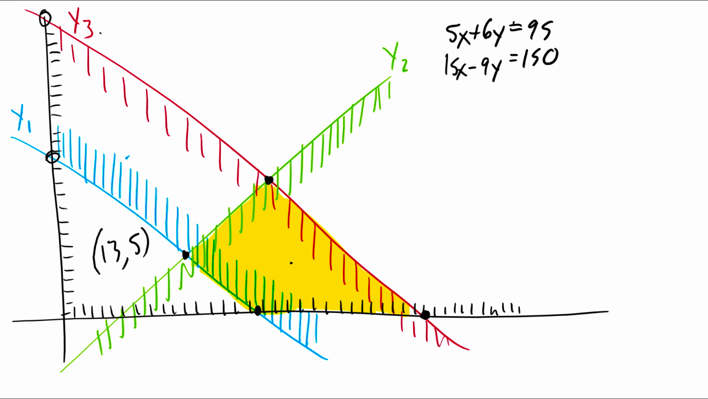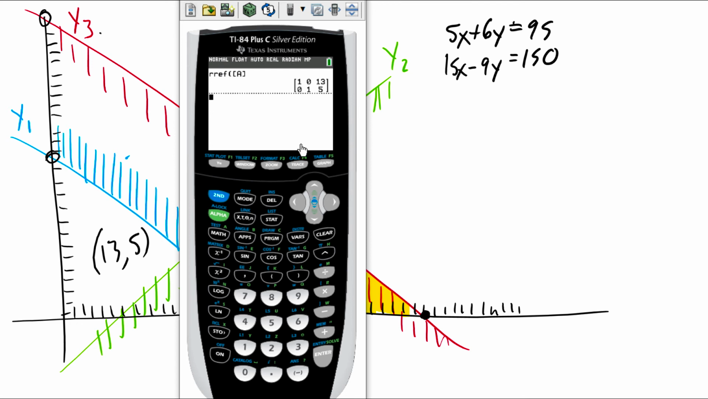So that's one way to do it. Another way is we could use the intersect function on our calculator. So let's do that for y2 and y3. So to do that, we'll hit Graph.